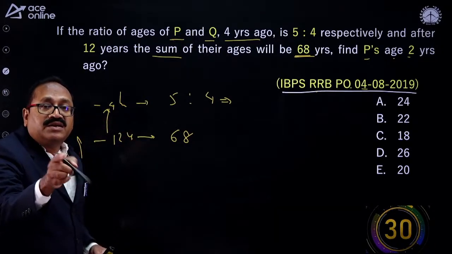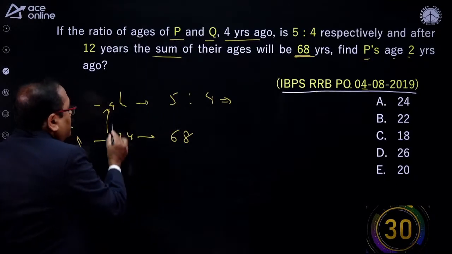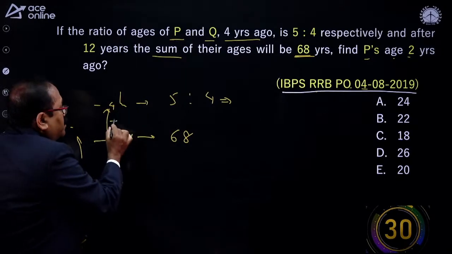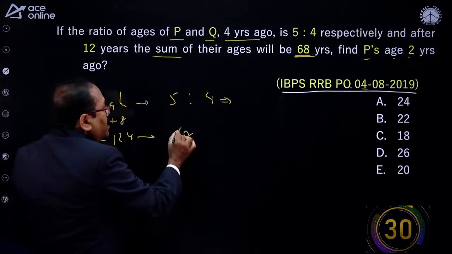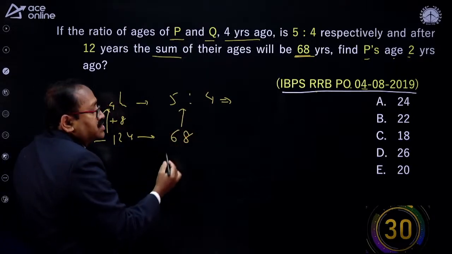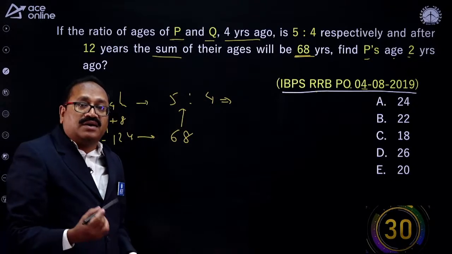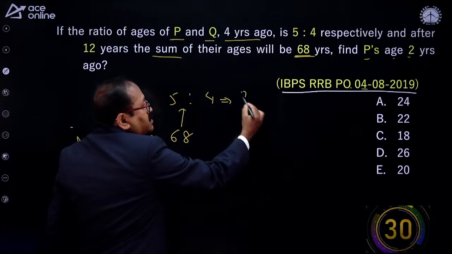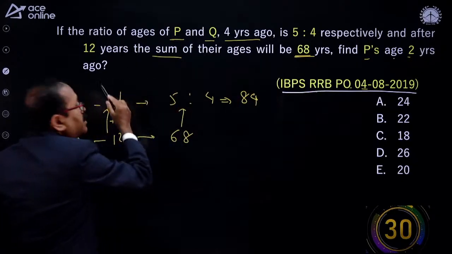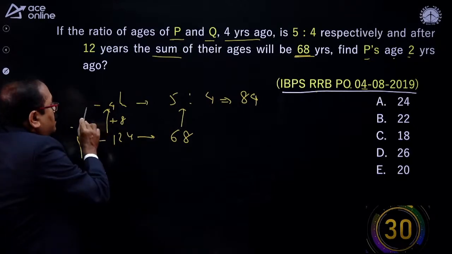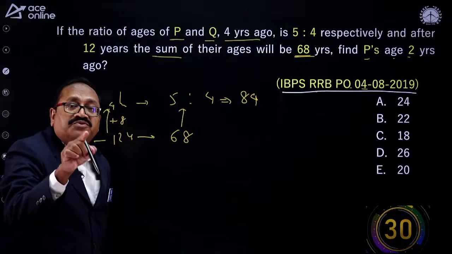8 years I have to subtract. For one person, 8 years. For two persons, 8 plus 8, 16 years. So you need to add here 16, then you will get the sum 4 years back. So 68 plus 16 is 84. So at that time, the sum of the ages was 84. You are asked to find P's age 2 years ago. This is the age ratio you are getting 4 years ago. Now you need P's age 2 years ago.